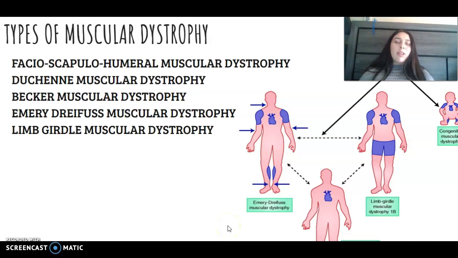Types, however, there's five different types of muscular dystrophy. We have facial scapulohumeral muscular dystrophy, Duchenne muscular dystrophy, Becker muscular dystrophy, Emery-Dreifuss muscular dystrophy, and limb-girdle muscular dystrophy. And this picture shows how each type of muscular dystrophy affects the body.